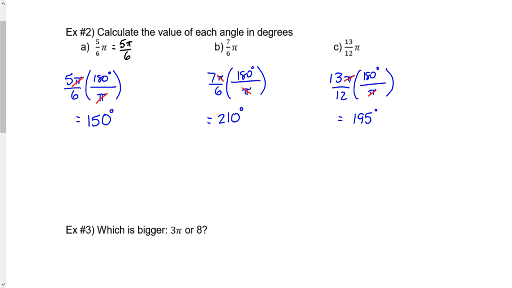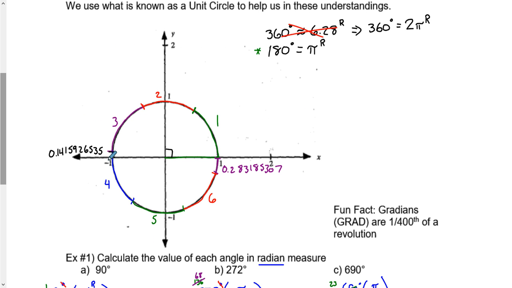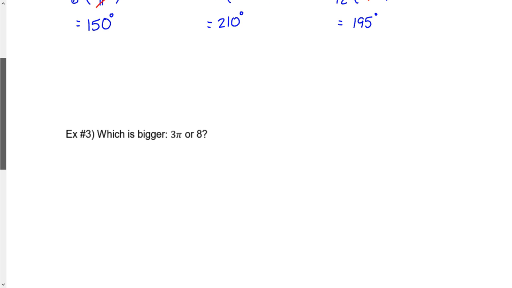So just going back, 5/6 of a pi. Well, we know that one full pi is this 180 degrees. So 5/6 of it will be about right there. Yeah, that's about 150 degrees. It's actually exactly 150.